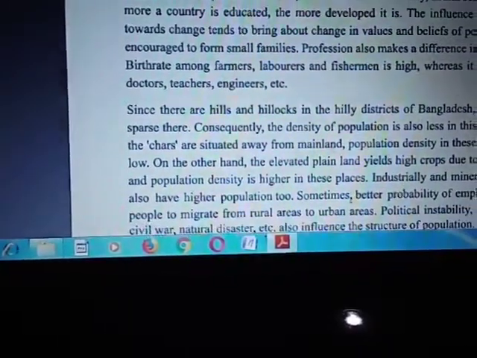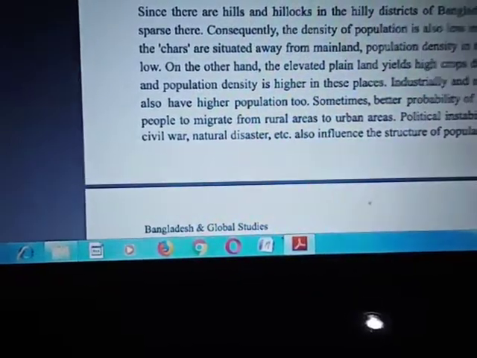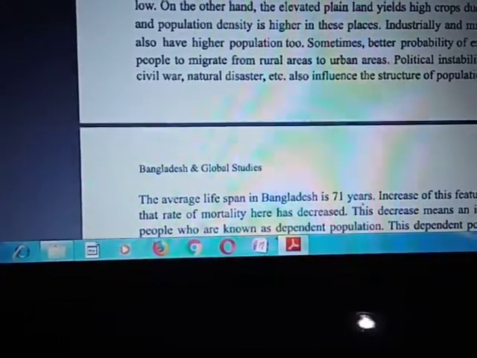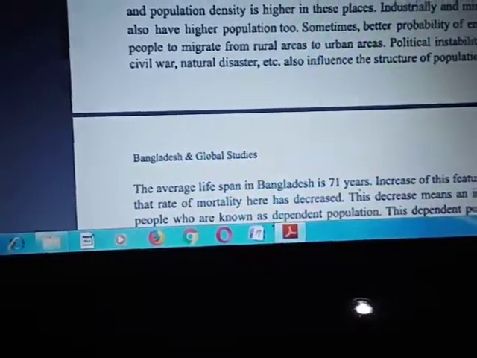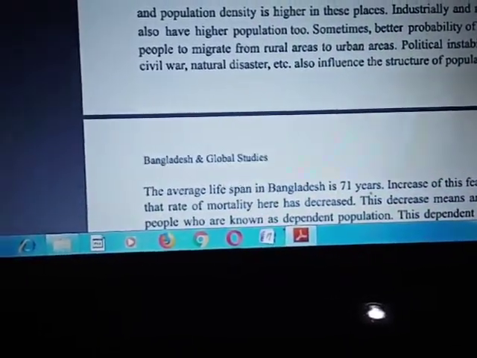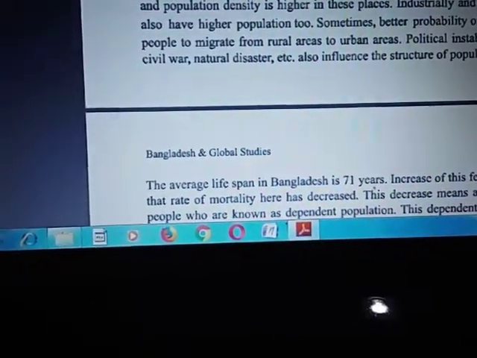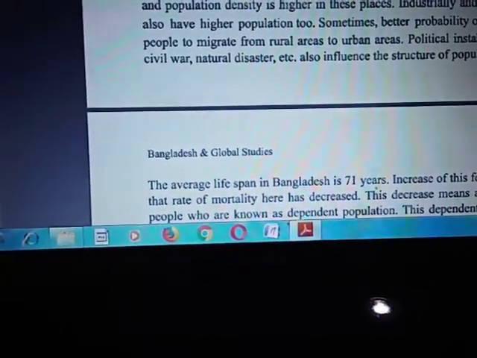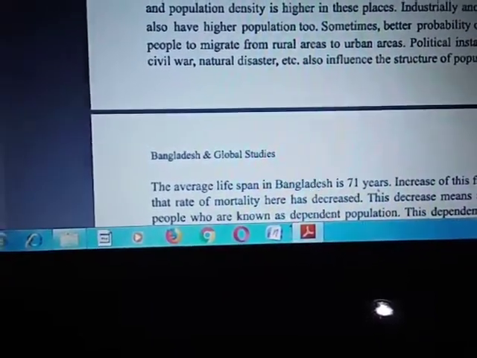Profession also makes a difference in the birth rate. Birth rate among farmers, laborers, fishermen is high, whereas it is low among the doctors. Actually, it differs from level to level, because of farmers, laborers, and fishermen, their social status and where they belong and where they live, so their birth rate is high.